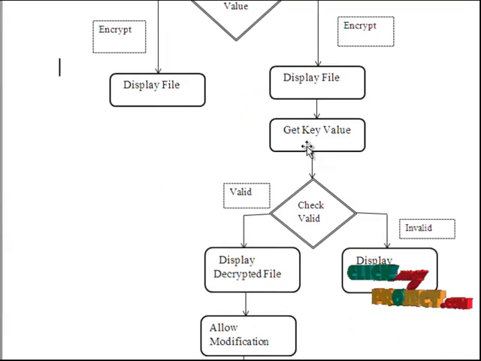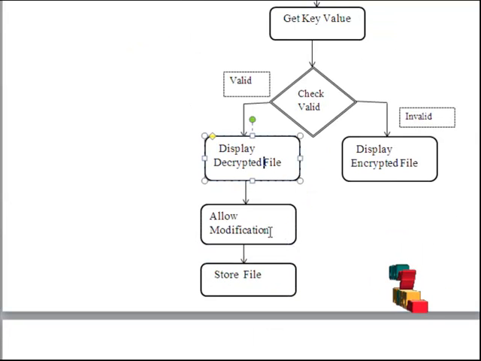After that, it gets the key value for the file. Here it checks the validation. The key value has to be valid or invalid. If it is invalid, it displays the file in encrypted format. If it is valid, it displays the file in decrypted format and allows some modification. After that, it stores the file.